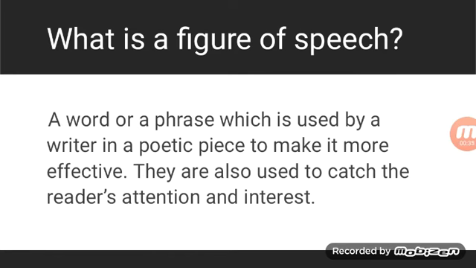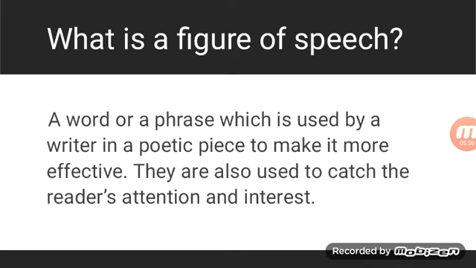First of all, we should know what a figure of speech is before starting this topic. A word or a phrase which is used by a writer in a poetic piece to make it more effective. They are also used to catch the reader's attention and interest. So basically from this, many of you have an idea of figure of speech.